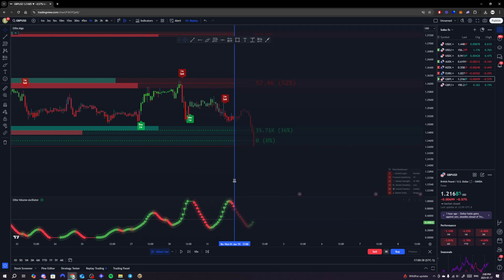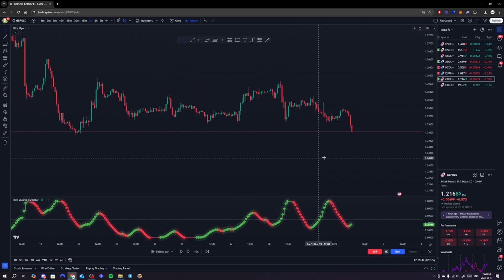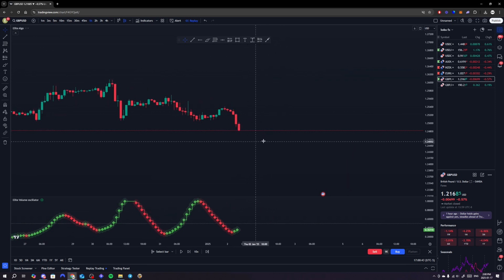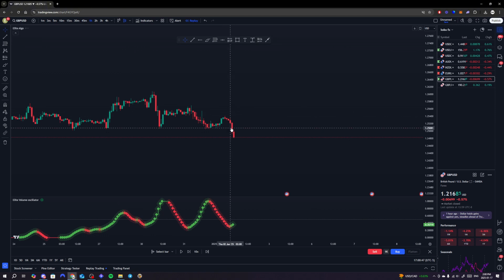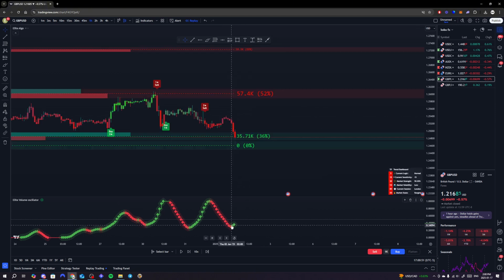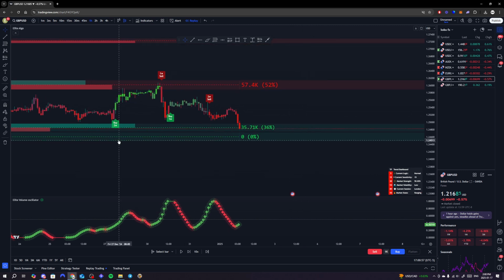So if we just go back just a little bit, this would have been my confirmation to get into the trade right here. We have two strong red candles. We have some volume in the market. As you guys can see, it's starting to pick up, and we have a very bearish trend dashboard. This is basically everything that we want to know. We have volume on our side and we have trend on our side.